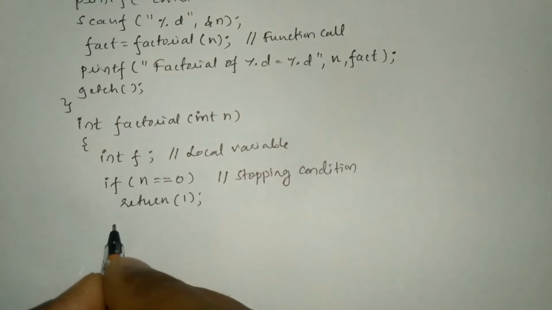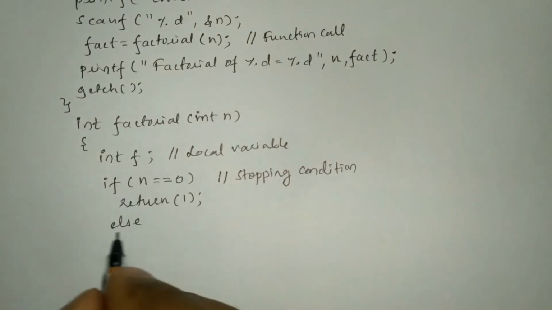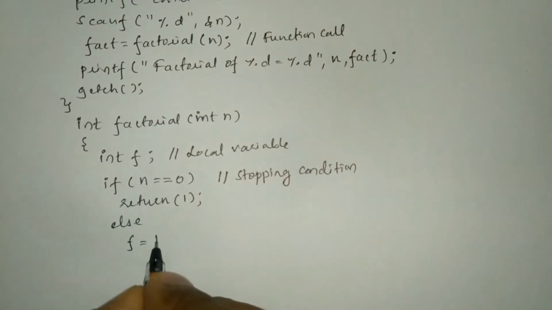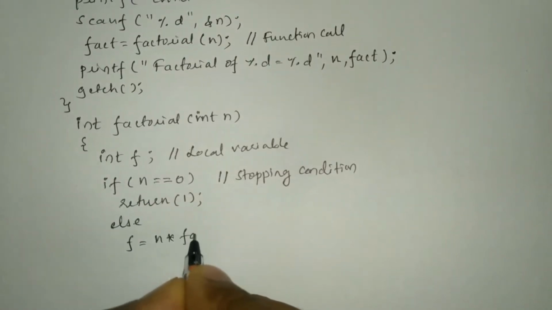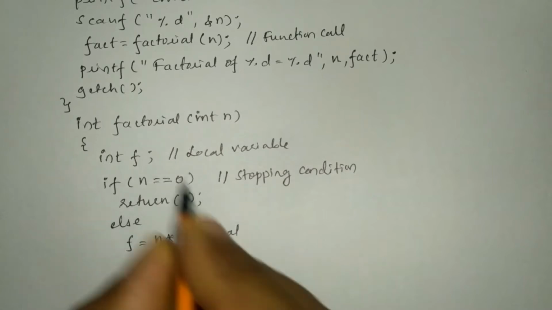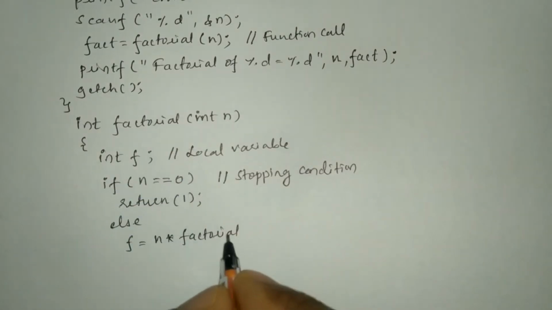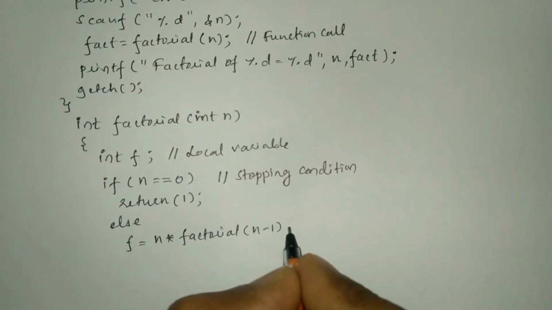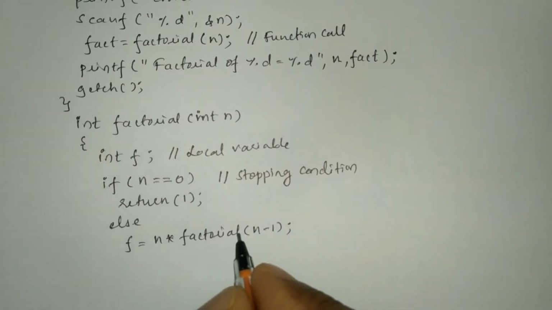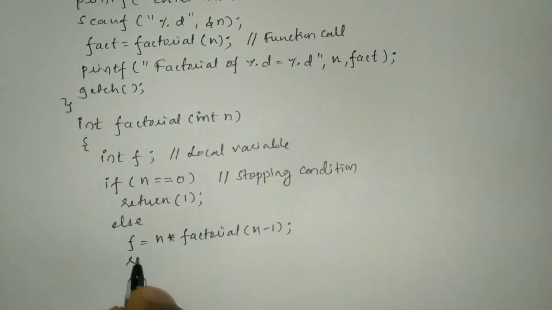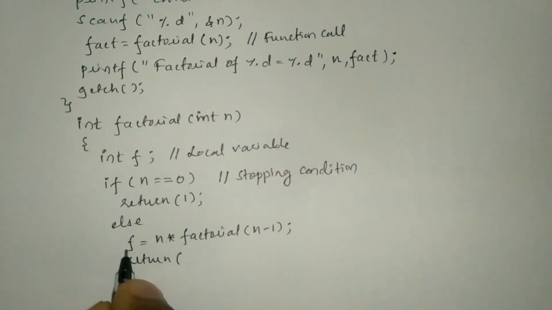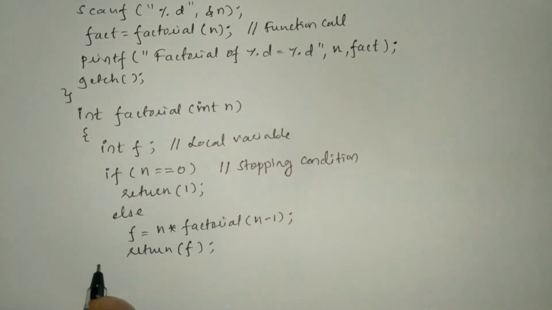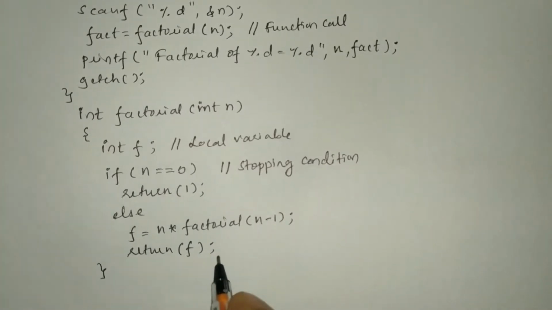After the if I'm going to write the else part. f is equal to, that is the local variable we are using, n into, again we are going to write the name of the function inside the function definition. Hence it is called a recursive function, and put a semicolon. And here I'm going to write return. So the value will be stored in variable f, and put a semicolon and then a curly closing brace.